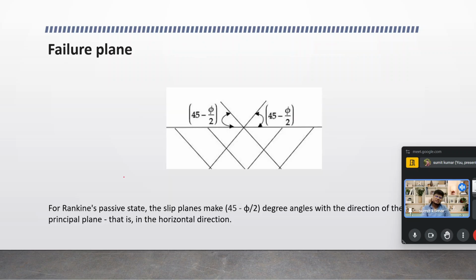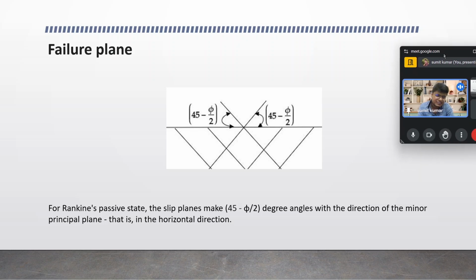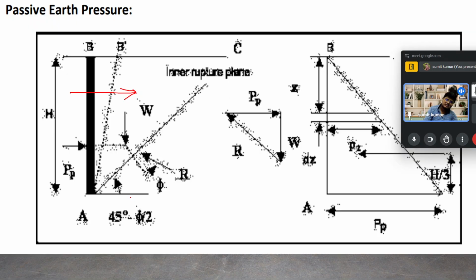Again, over here you can see the failure plane, as we have seen for the active state condition. Over here we can see the same thing for the passive state condition, and you can find that for the passive state the slip surface makes an angle of 45 minus phi by 2 degrees with the direction of the minor principal plane, and this is in the horizontal direction. Again, similarly, the wall condition before and after is represented in the figure. Over here you can see the initial condition is AB and now it gets shifted to AB dash.